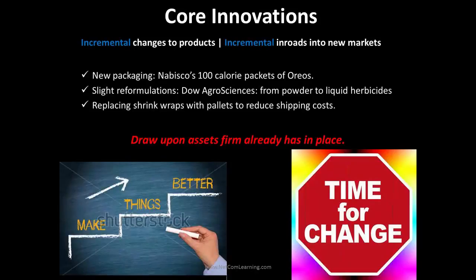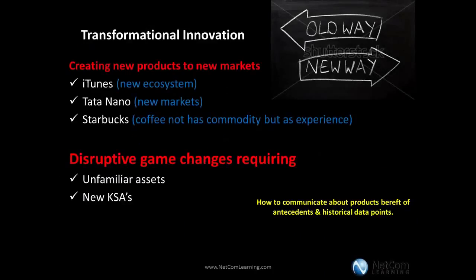If you look at Dow AgroSciences, they had a pesticide that was previously in powder, and people had to mix it themselves with water, and then they introduced it in a liquid form. Again, it's a slight reformulation, so that is an example of core. And then replacing shrink wraps with pallets to reduce shipping cost. So these are examples of companies drawing upon assets they already have, and these are examples of core innovation offerings.